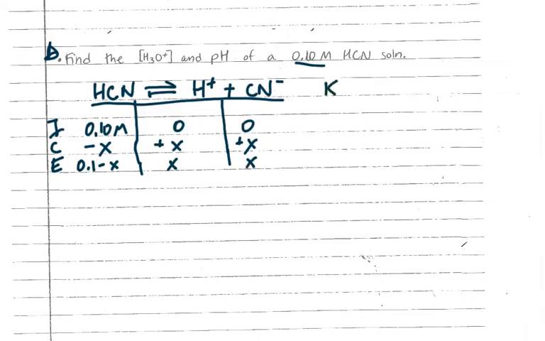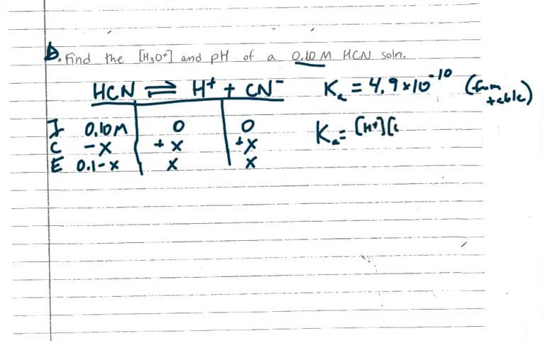I also need to look up the Ka for HCN, and I can look it up on a table and find that it is 4.9 times 10 to the negative 10. That's the Ka. I got that from looking it up on a table. Okay, so now I can set up the equilibrium constant expression. Remember, it's products over reactants.